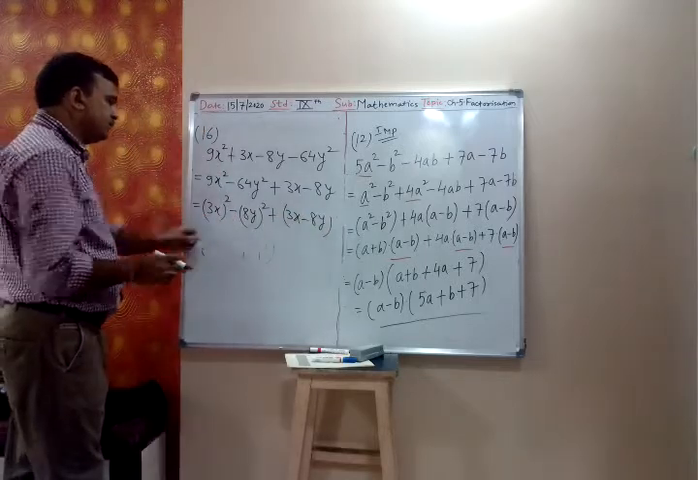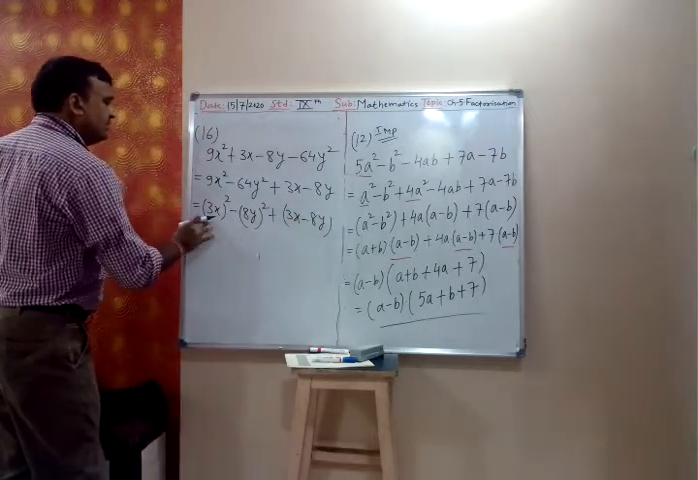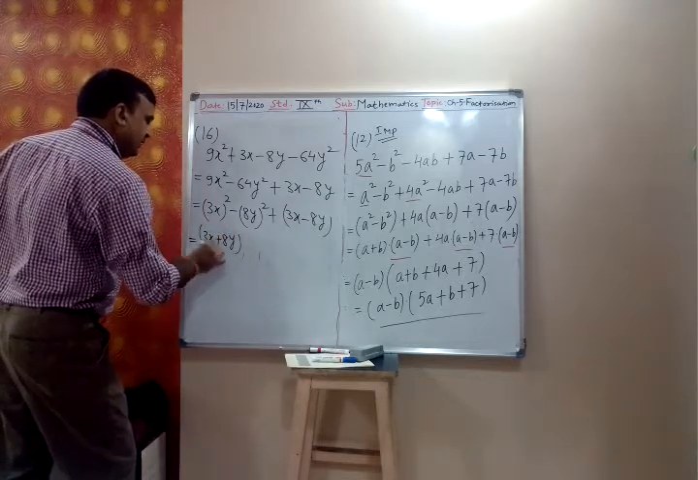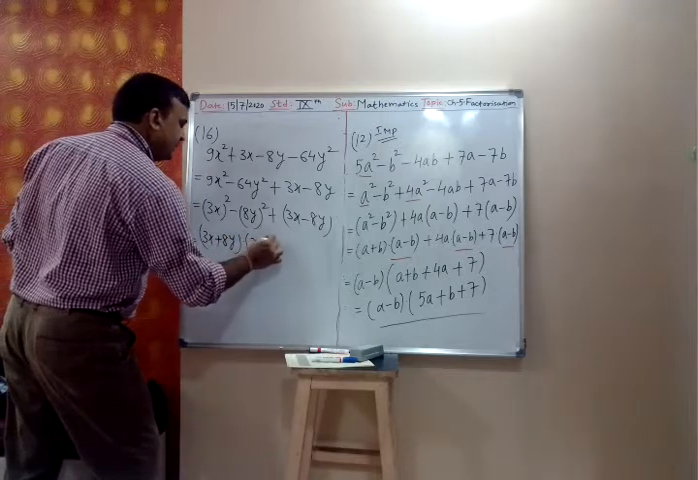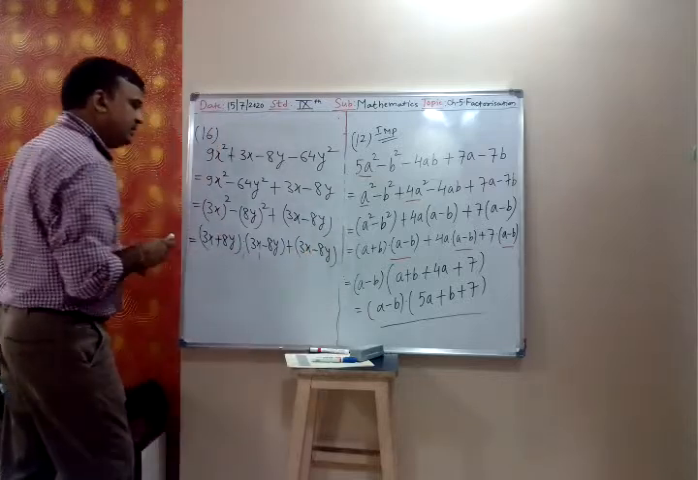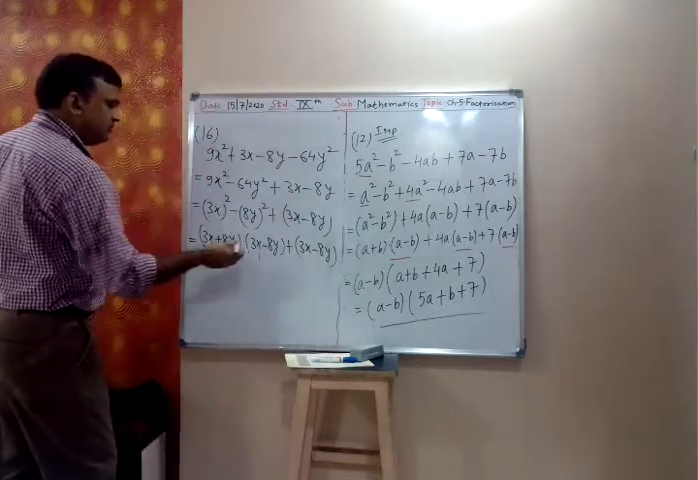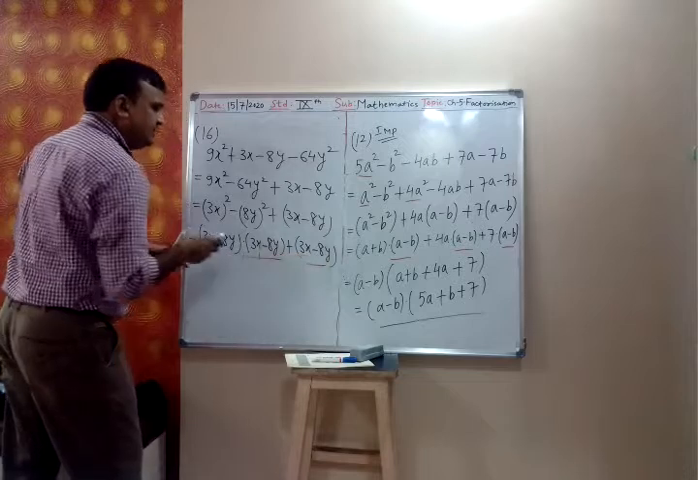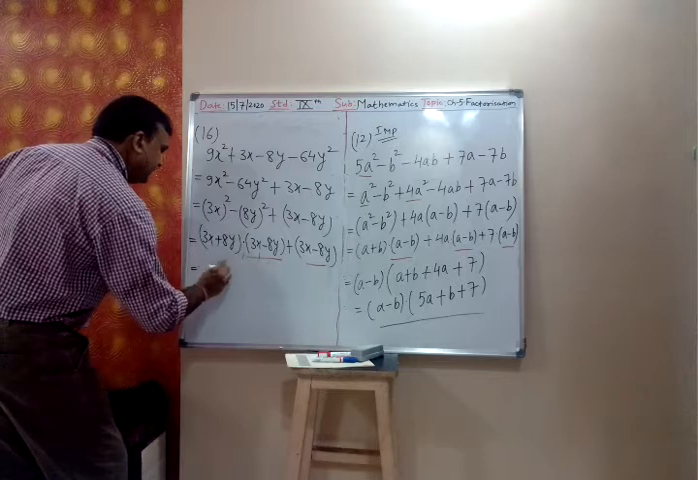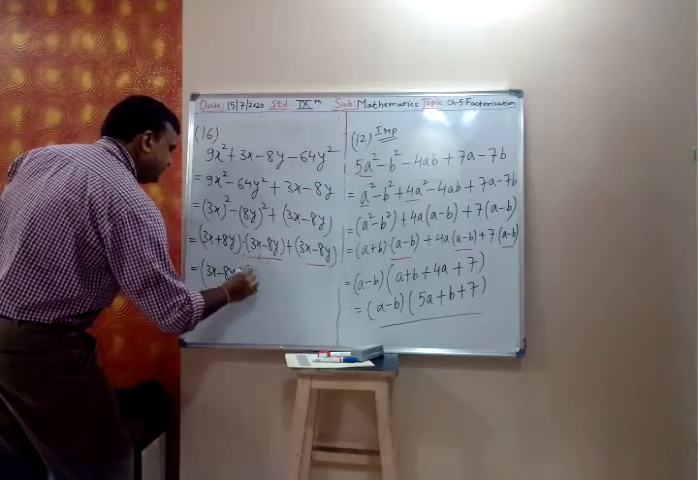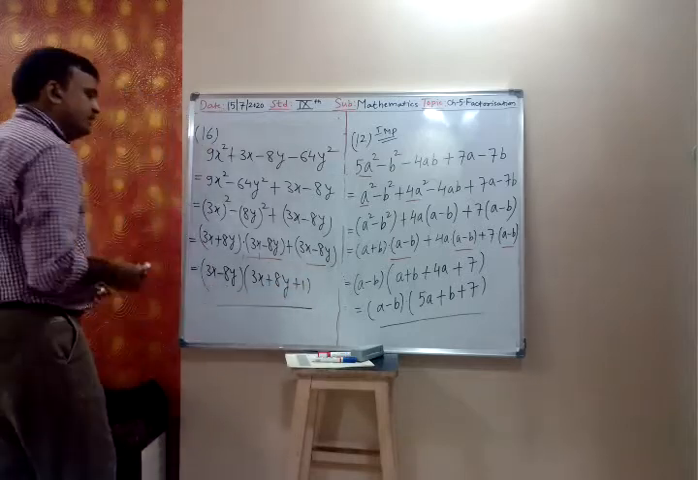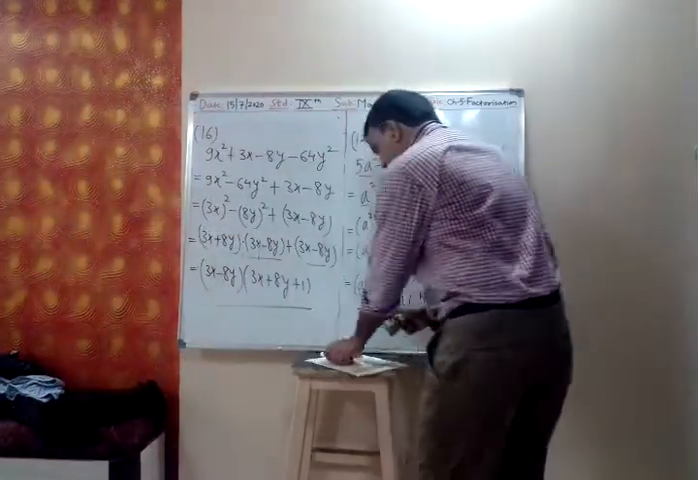Now this is a square minus b square. A square minus b square is a plus b into a minus b. So 3x plus 8y into 3x minus 8y, plus 3x minus 8y. Now what is common? Yes, 3x minus 8y is common. So left is 3x plus 8y plus 1, and this is the answer. 3x minus 8y into 3x plus 8y plus 1.